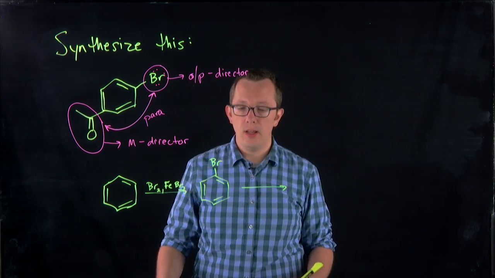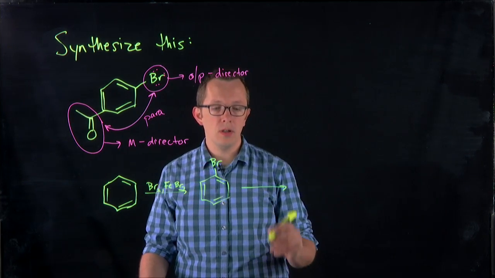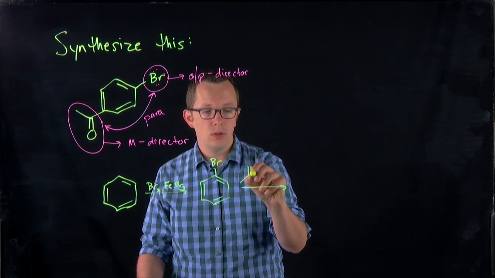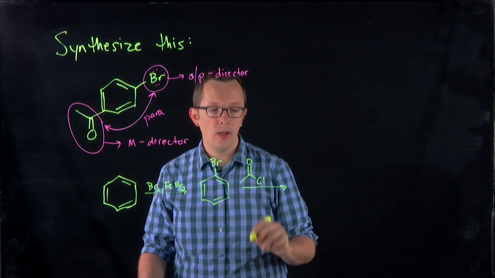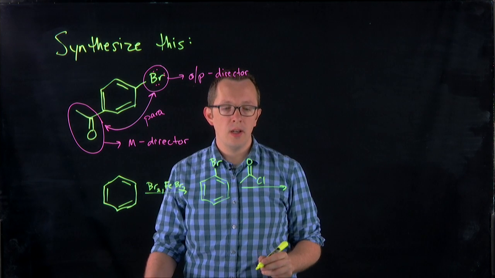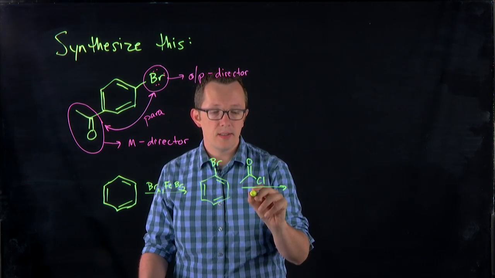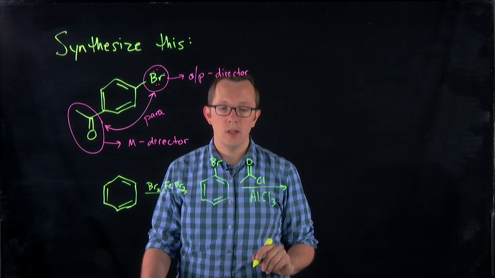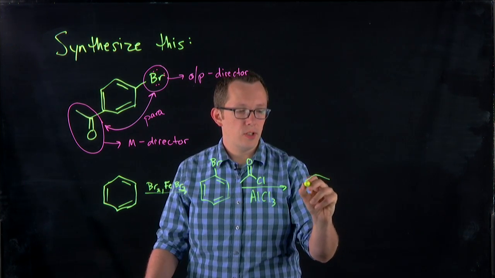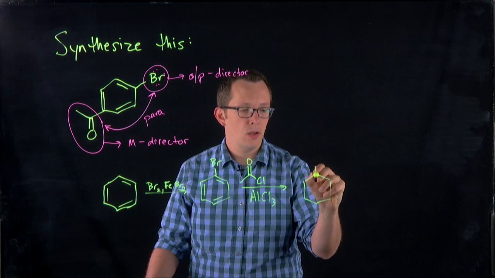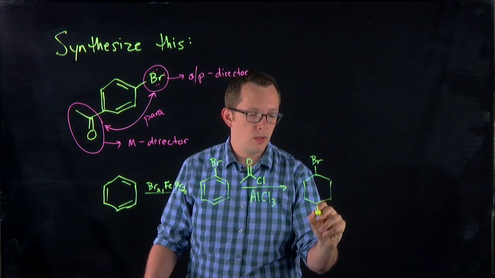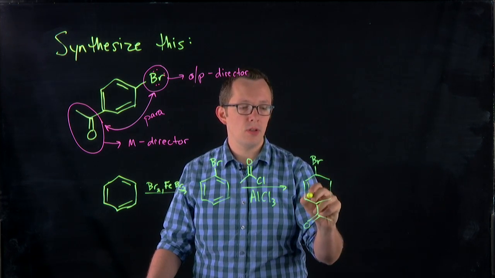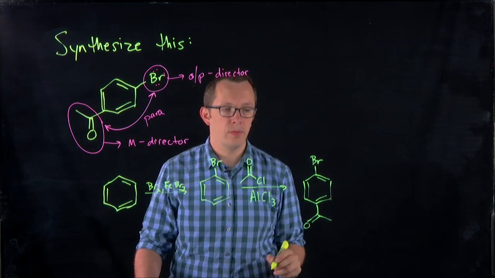So if we want to go ahead and add our ketone group here, we're going to do a Friedel-Crafts acylation reaction. So we're going to use an acid chloride. So here's acetyl chloride, and we're going to do this in the presence of a Lewis acid like aluminum trichloride, right? And ultimately, the product of this will be where we have bromine and our ketone groups para to each other in the benzene ring, right?